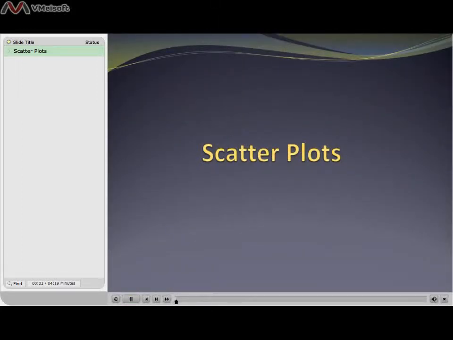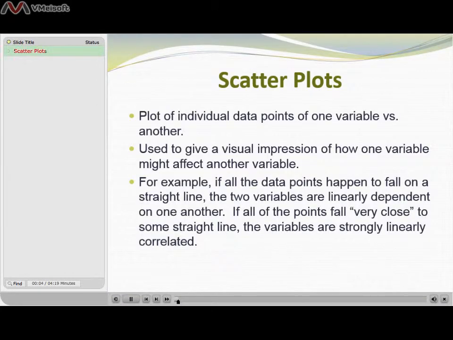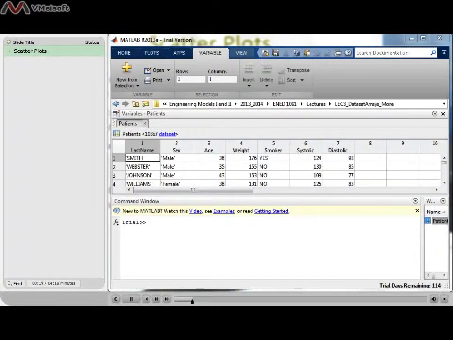So this video is about scatterplots, and a scatterplot is just a plot of a bunch of individual data points of one variable versus another, and it's very useful to get an impression of how one variable might be affected by another variable. As an example, I have a dataset array here called patients that I've pulled into MATLAB, and it's actually a fictitious dataset.